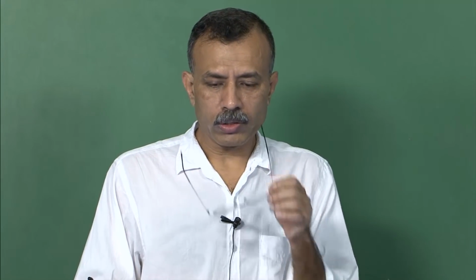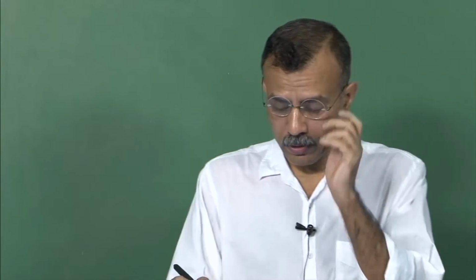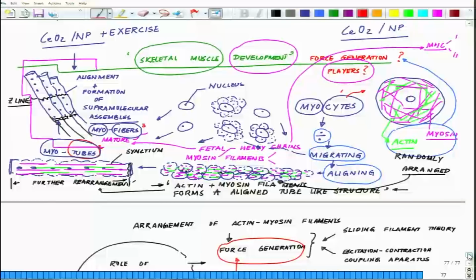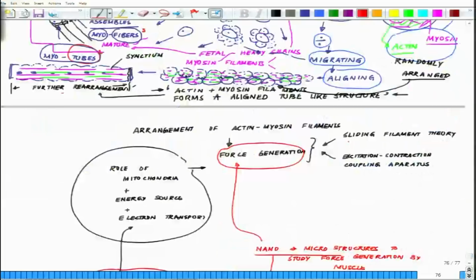We talked about the development of muscle, and there we talked about the alignment of the actin and the myosin filament, as you could see. Now today we will talk about these two aspects, sliding filament theory and excitation contraction coupling apparatus, and how cerium oxide is influencing it.